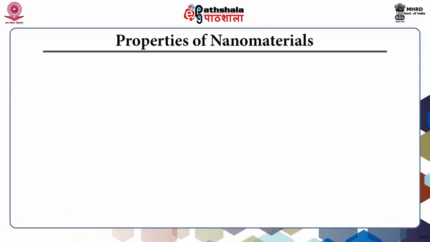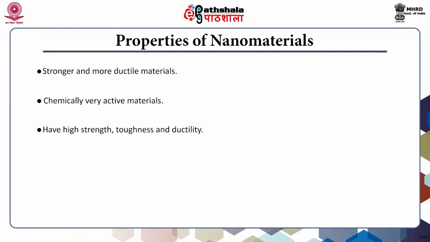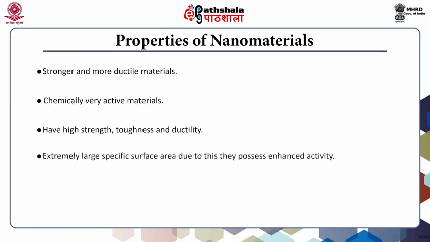We will discuss the properties of nanomaterials. Nanomaterials are stronger and more ductile materials and they are very active components. They have high strength, toughness and ductility. Their physical and chemical properties are very different as compared to bulk materials. They are easy to prepare to form a colloidal solution.